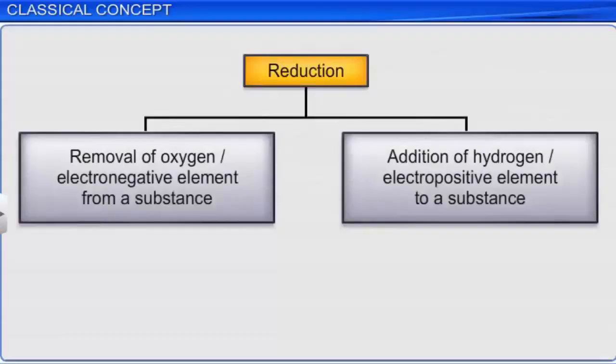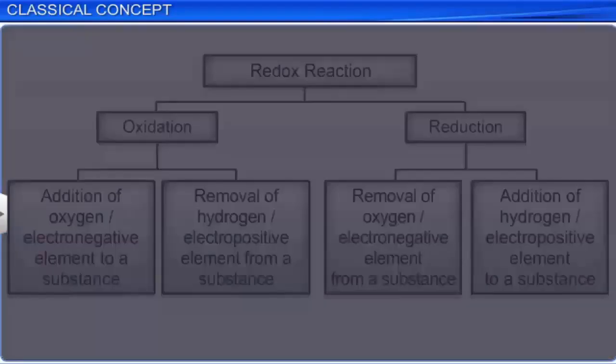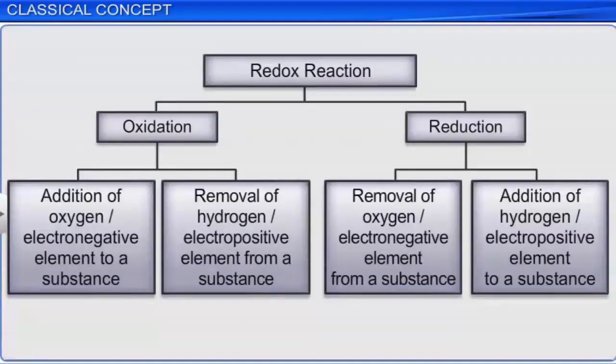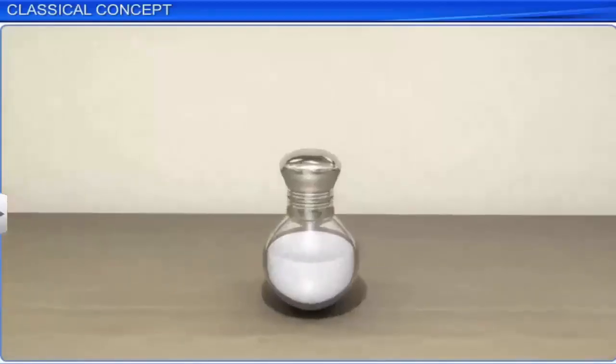Hence, reduction was defined as removal of oxygen or an electronegative element from a substance, or addition of hydrogen or an electropositive element to a substance. Thus, according to the classical concept, redox reactions can be illustrated as shown here. Let's look at some examples of redox reactions. Let's look at an example.